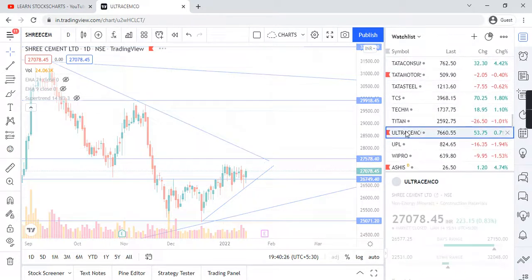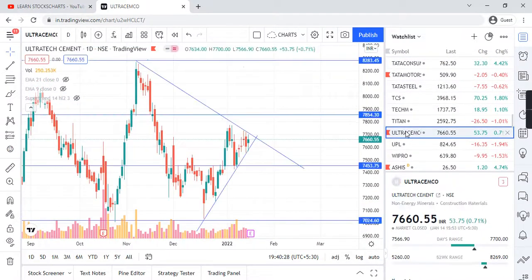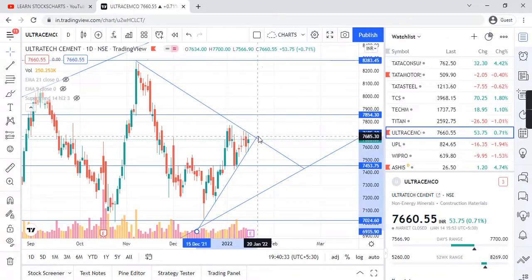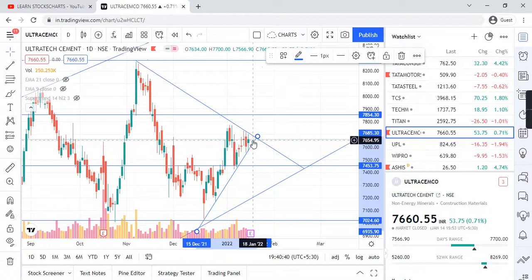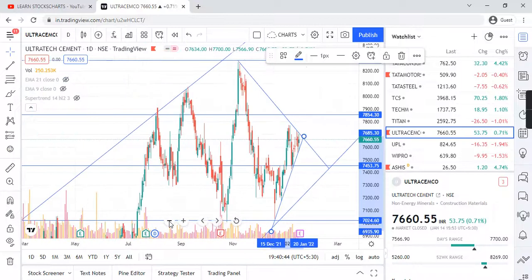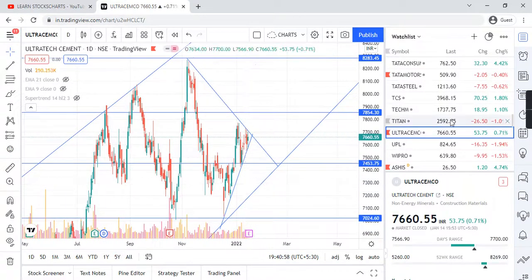And next one is Ultratech Cement. See guys, how the support and resistance are working. This one. So guys, chances are upside. It is in a very narrow range, so a range breakout is always huge. And also if I can see, the pattern is this head and shoulder sort of pattern. In this head and shoulder sort of pattern also the things might go high. So keep an eye on this one.